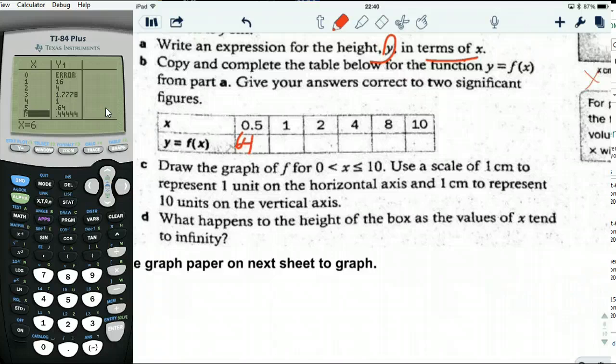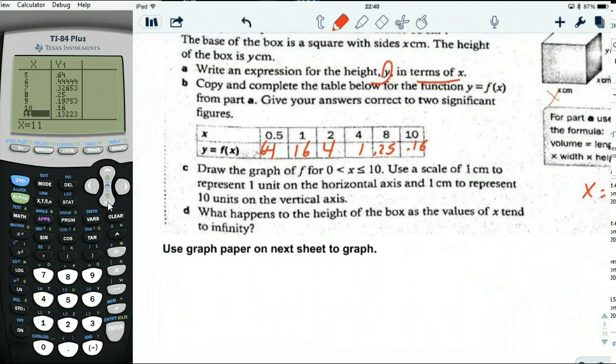So 0.5 was 64, right? 1 is going to be 16. 2 is going to be 4. 4 is going to be 1. And I'm just getting these numbers here from the table. 8 is going to give me 0.25. And 10 is going to be 0.16. Okay.